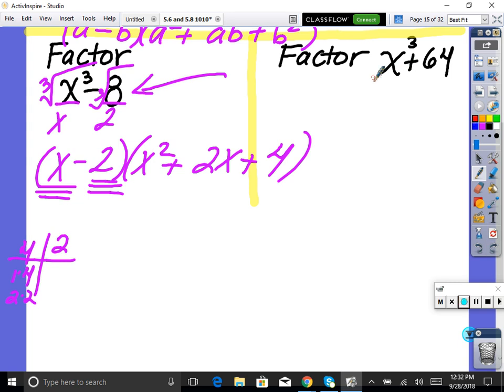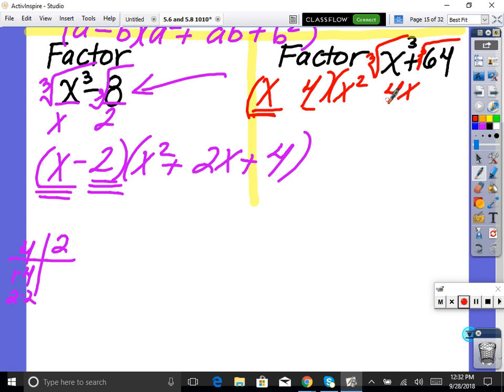So let's do that here. Cube root the front thing, I get x. Cube root 64, I get 4. So I put in my parentheses, then you do the front times the front, the front times the back, then the back times the back. Then this sign and this sign are the same, the next sign's always opposite, and the final sign's always plus. This will not factor anymore.